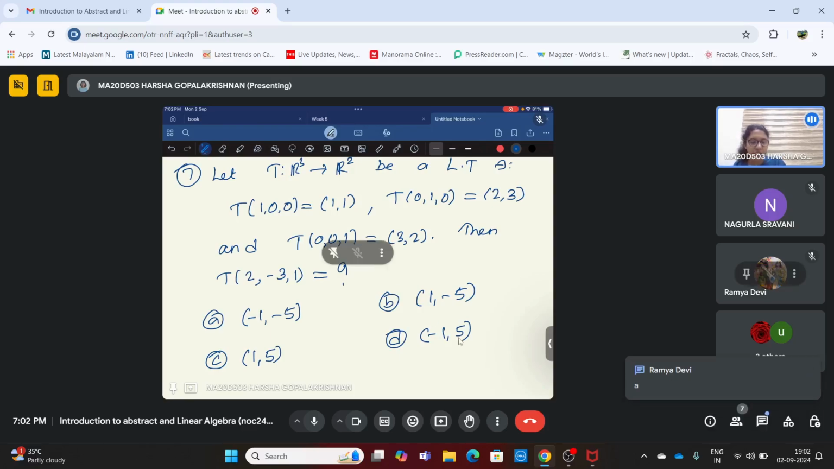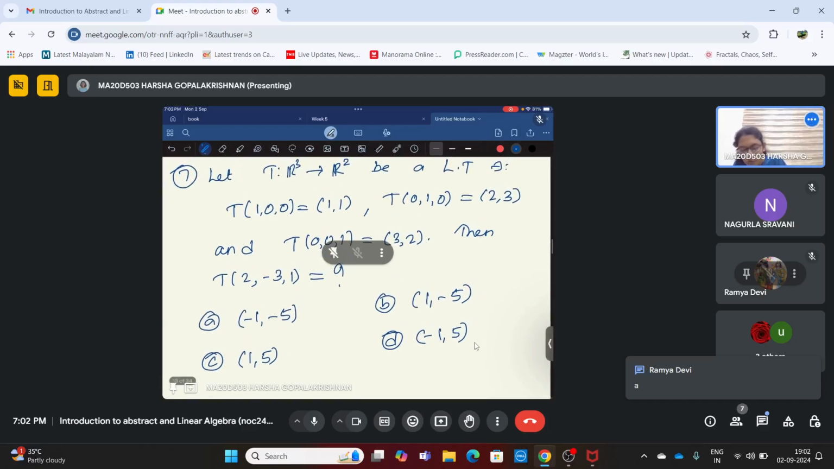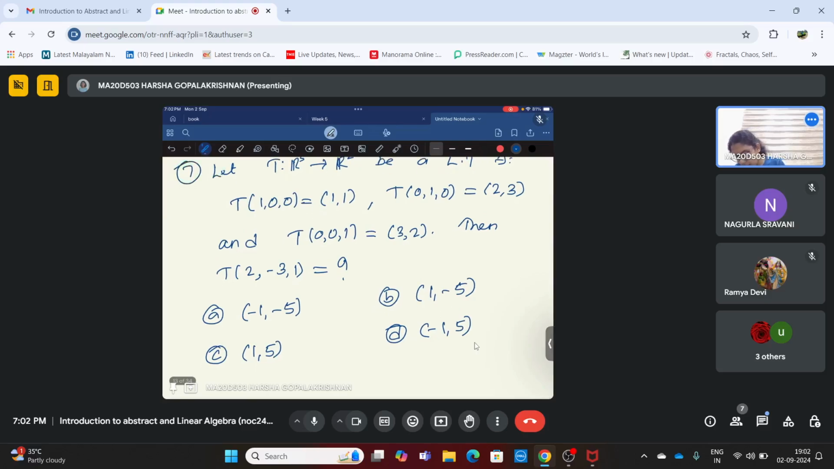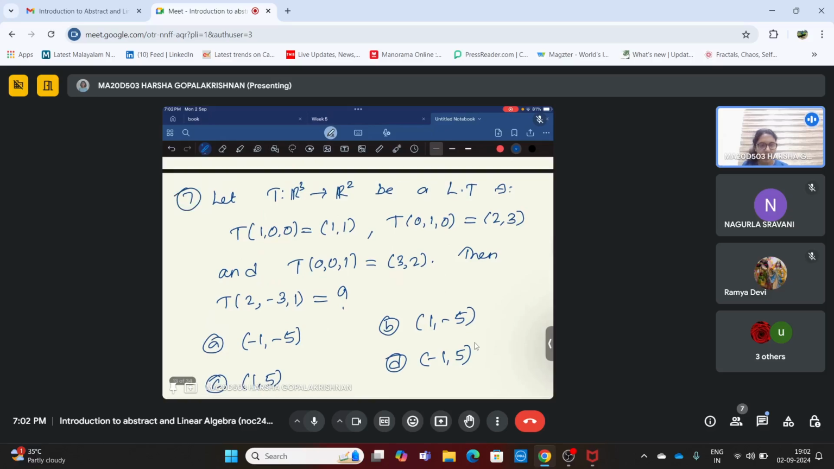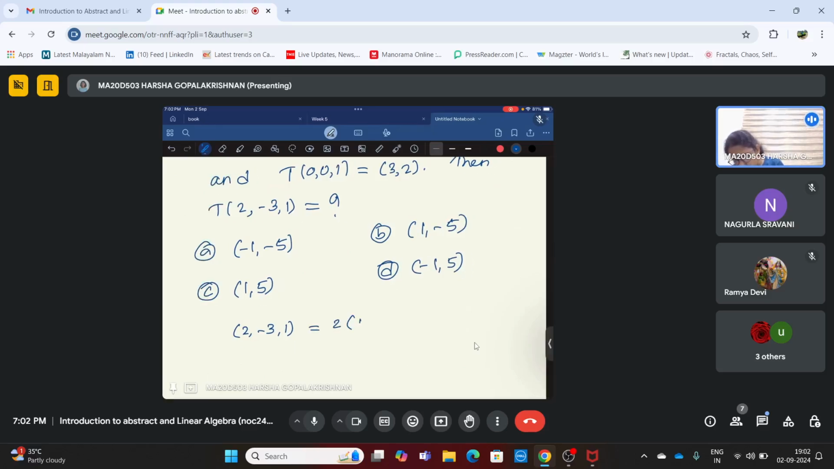Okay, very good. Option A is the answer. We will very quickly do the calculation. What is (2, -3, 1)? The only thing we know here is the value of T on the basis (1, 0, 0), (0, 1, 0), (0, 0, 1). Any element in R3 can be written as a linear combination of these basis elements. So first we write it as 2 into (1, 0, 0) minus 3 into (0, 1, 0) plus 1 into (0, 0, 1).